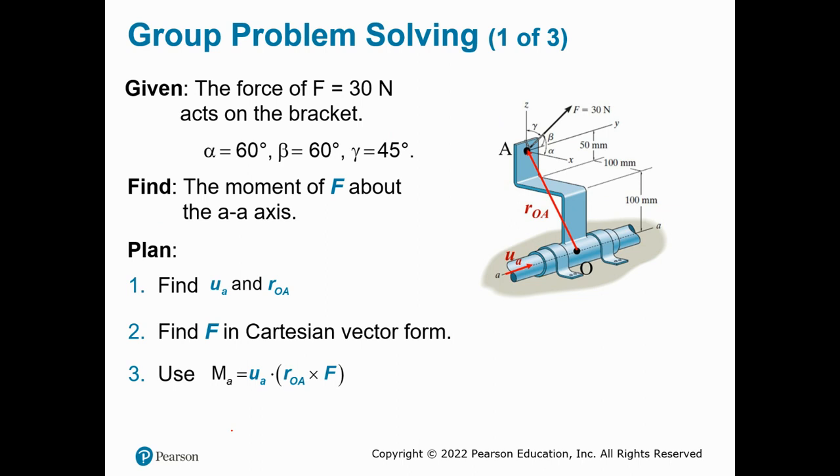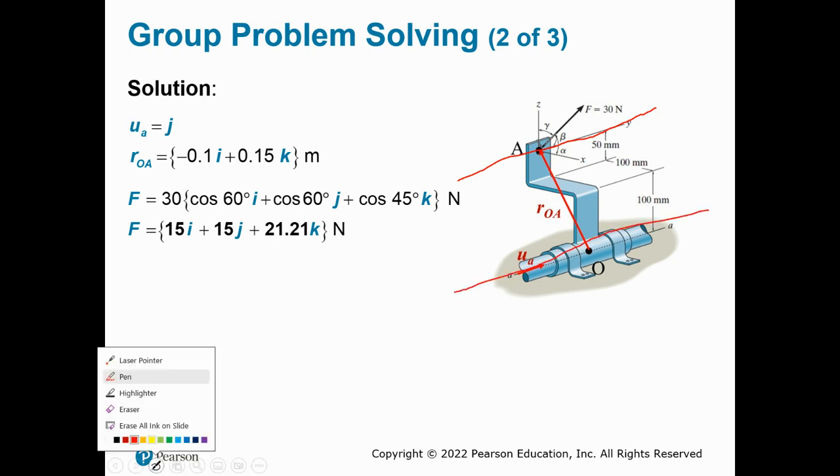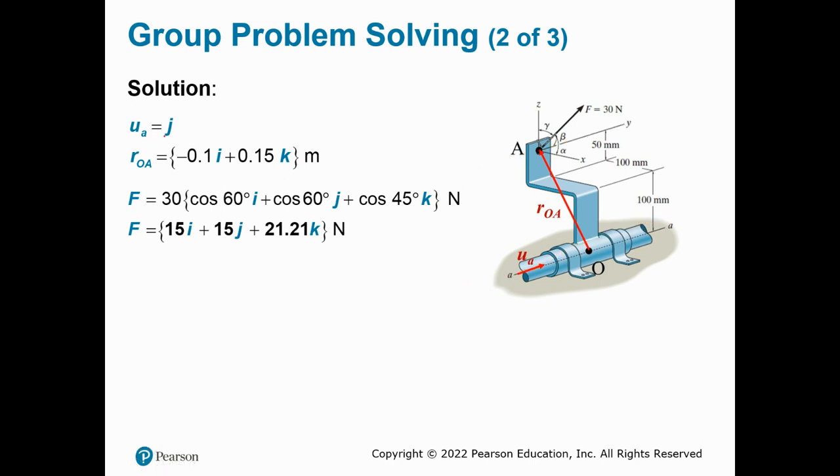Next example here, very similar, we have the force 30 Newton at this angle, alpha, beta, gamma are all given. And it's rotating about the axis AA. We're looking for the moment of F about axis AA. And since it's rotating about axis AA, we know that the uA is going to be j, because that AA is parallel to the y-axis. AA axis and the y-axis, they are referring to the same thing. So that's why uA is j.